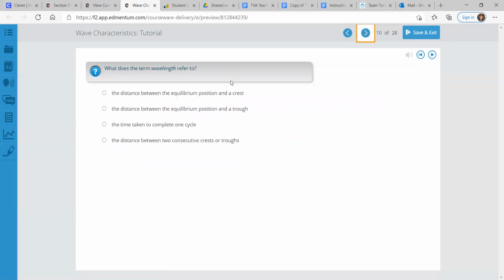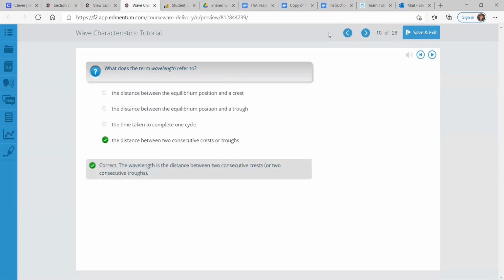So what does the term wavelength refer to? Let's test your understanding. It's the distance between two consecutive crests or troughs. So consecutive means the next one.